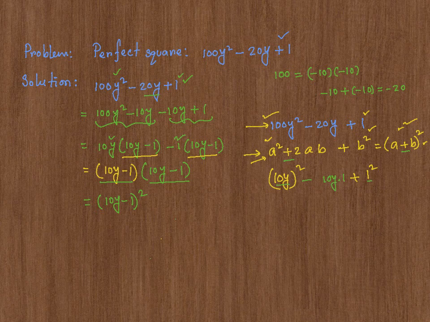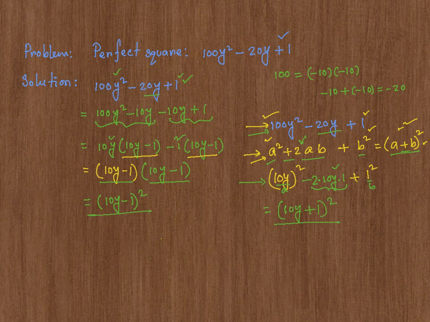Then write down this 10y, and then write down this 1. 10y is like my a, 1 is like my b. Then there is a 2 in the formula, and multiply this by 2. Notice that this is actually negative 20y: 2 times 10y times 1 is going to give me negative 20y. I have taken this trinomial and rewritten it in this format. Now this is exactly a square plus 2ab plus b square, so this is going to be equal to a plus b whole square according to the perfect squares formula. So my a is 10y and b is 1, so it's going to be 10y minus 1 whole square, exactly the same as the other process.